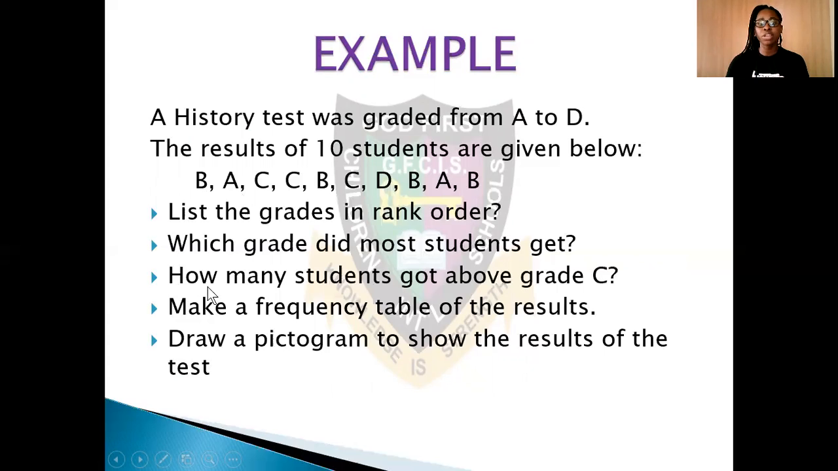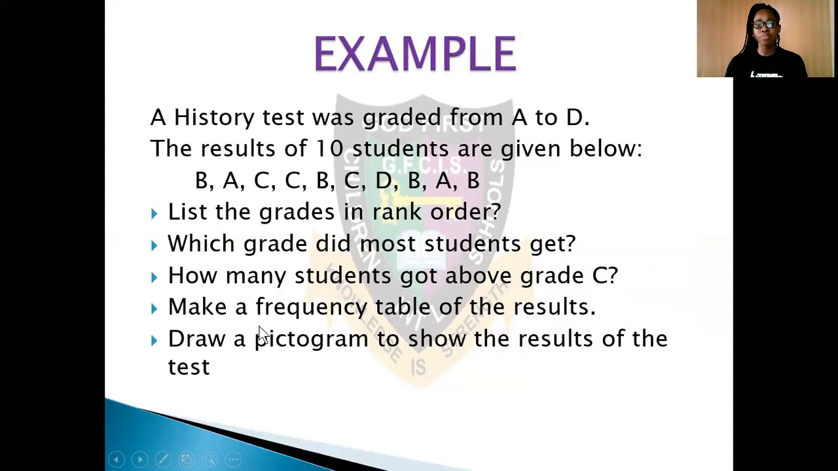Number 3 question: how many students got above grade C? This is our C, and before C we have grade B and grade A. Grade A is appearing 2 times, and grade B is appearing 4 times. When you sum grade A, which is 2, plus grade B, which is 4, we have 6. So we have 6 students that got above grade C.